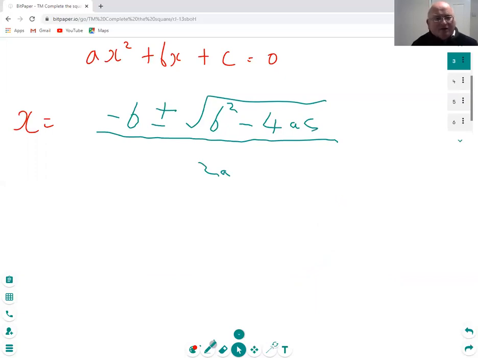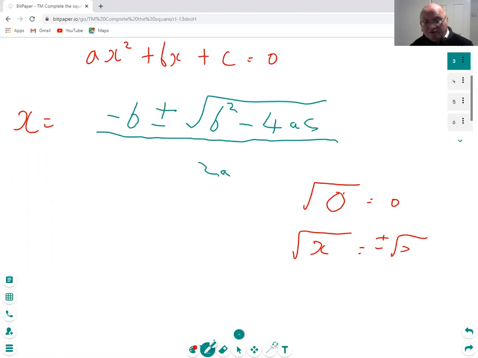Well, the plus and minus bit here is the bit that generates two solutions, because you have a solution with plus and you have a solution with minus. Now, there are two square roots from positive numbers. If it was 0, the only square root of 0 is 0. The square root of any positive x is plus or minus the square root of x. That's when x is greater than 0.